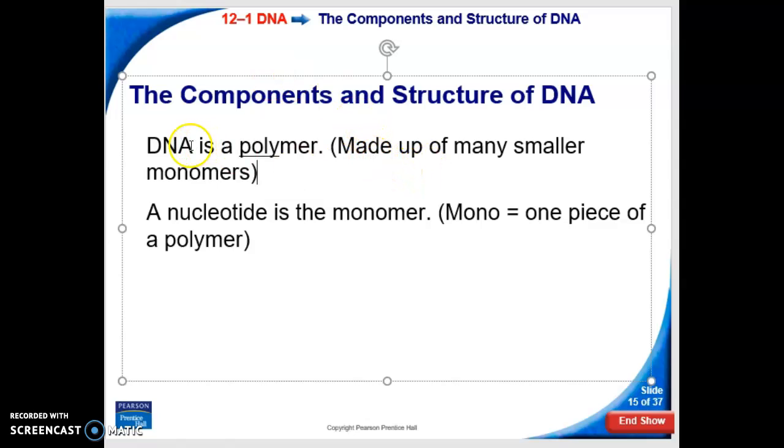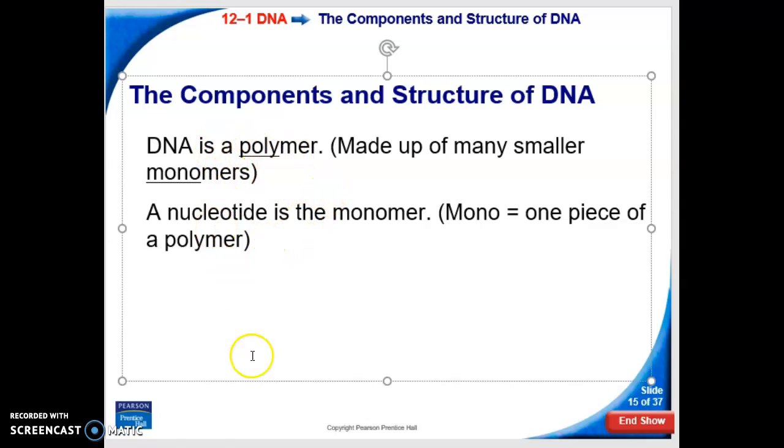So when we talk about DNA, it is a polymer because it's made up of many smaller things called monomers. Mono means one. So it's kind of like a puzzle. You have one individual puzzle piece, and you put all these individual puzzle pieces together, and you get what's called a polymer, and that would be DNA.